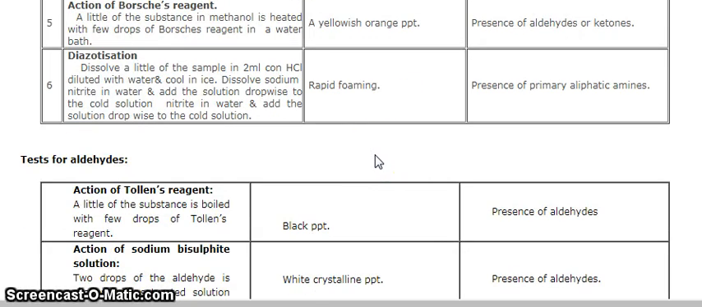Diazotization. Dissolve a little of the sample in 2 ml conc HCl, dilute with water and cool in ice. Dissolve sodium nitrite in water and add the solution dropwise to the cold solution. Rapid foaming indicates presence of primary aliphatic amine.